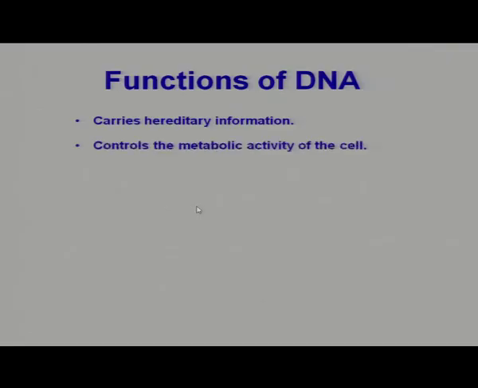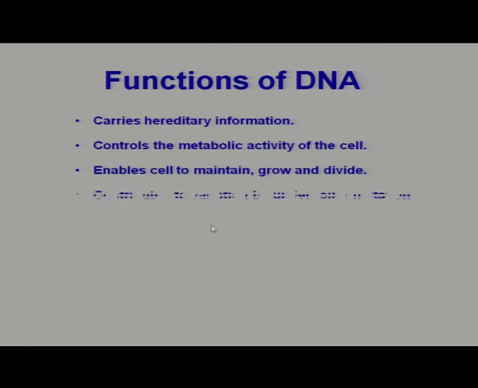The next function of DNA is that it controls various types of metabolic activities of the cells. Whenever cells have to undergo a catabolic reaction, the DNA will give the direction, and whenever the cell has to go into an anabolic reaction, the DNA will give the direction, and accordingly the cells perform the different functions. The next function of DNA is that it enables cells to maintain, grow and divide. The growth and the division of the cells are under the control of the DNA.